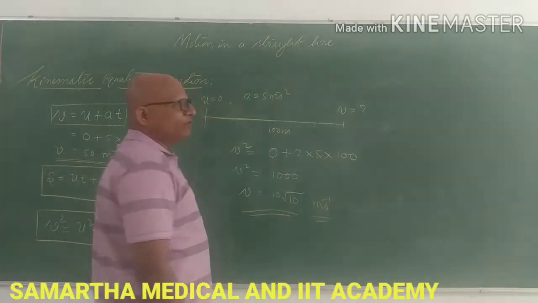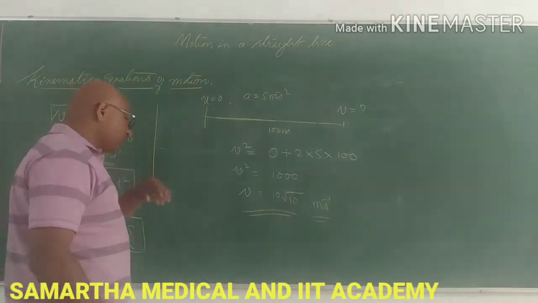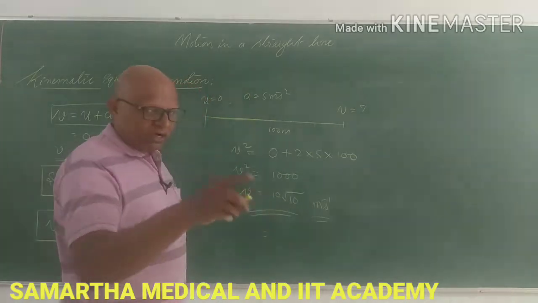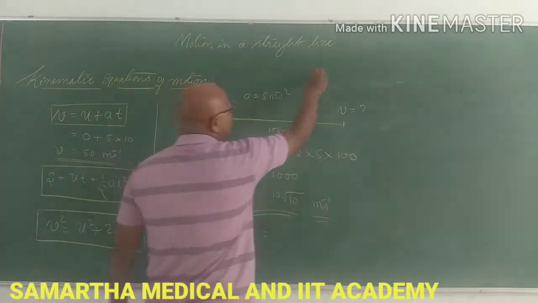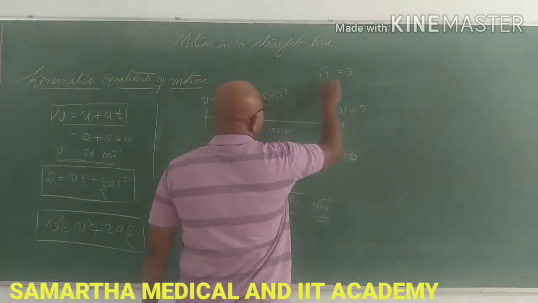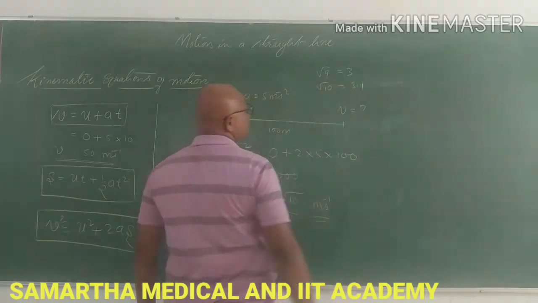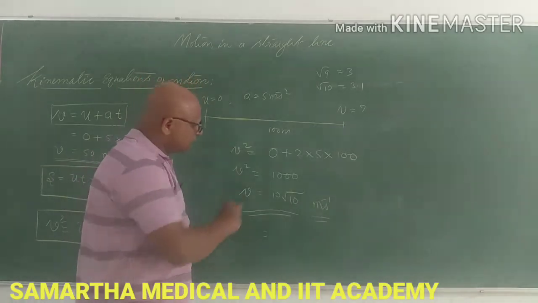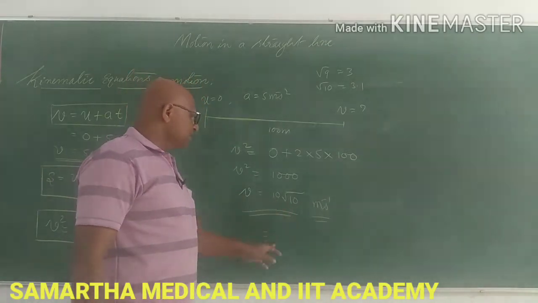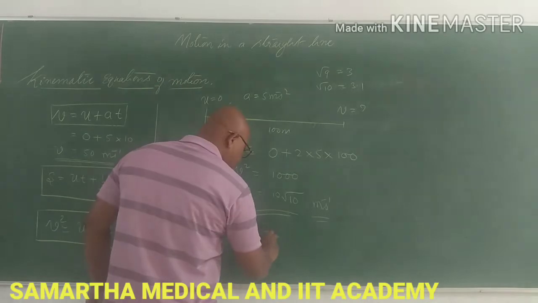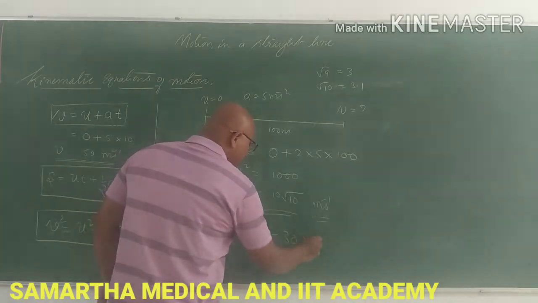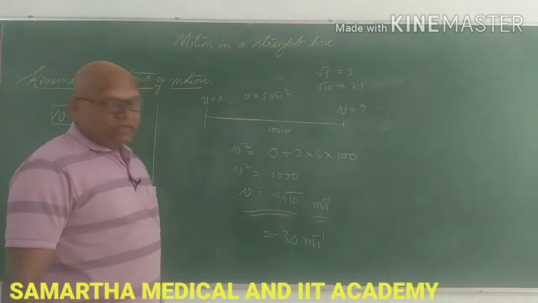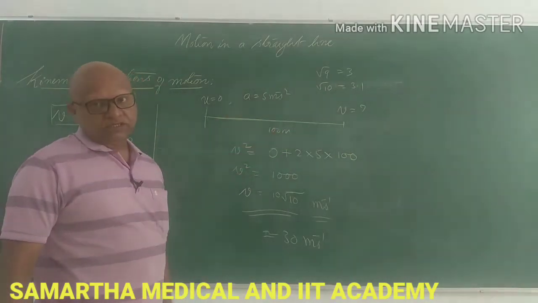What is the value of root 10? Root 10 is approximately 3 point something. Okay, because 3 3s are 9. Root of 9 is 3. Root of 10 is 3.1 or 3.3 something. It's more than 3. If you approximately take it as 3, then 3 into 10 is approximately, not exactly, 30 to 35 meters per second. So that is the value after crossing 100 meters.